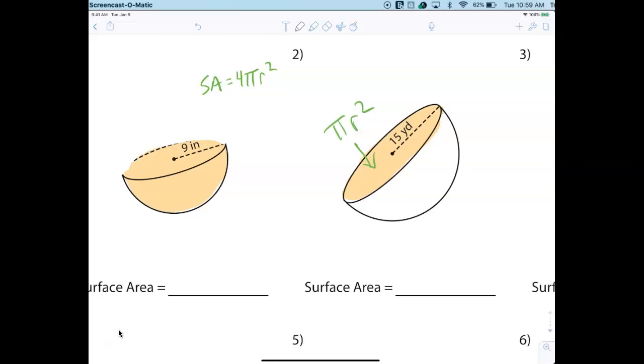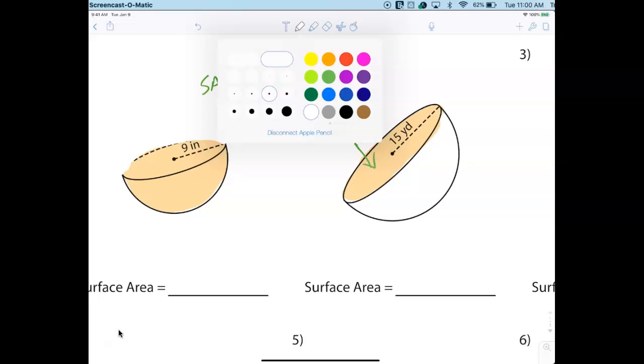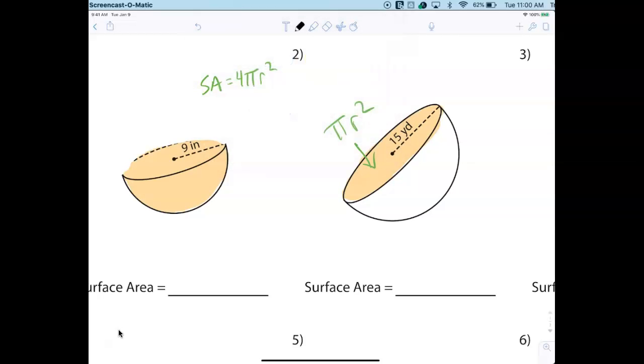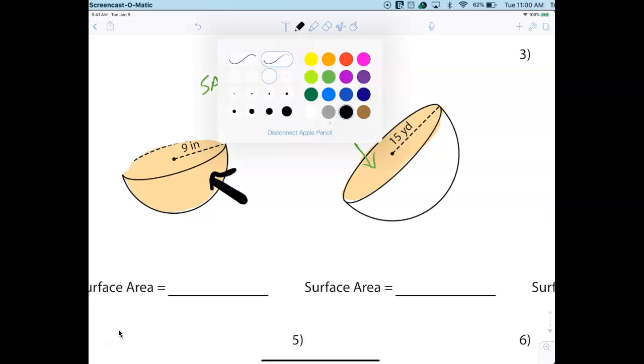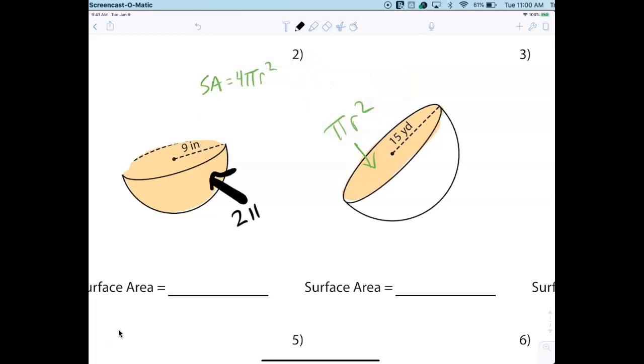So what did I do to the surface area? I just cut it in half. So now instead of it being 4 pi r squared, the surface area down here is now what? That's right. We would say it's 2 pi r squared, correct?